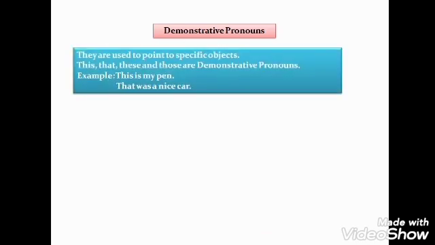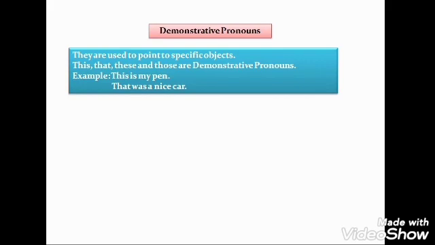Next kind is demonstrative pronoun. Demonstrative pronouns are the ones we use when we point out specific objects. These four words are called demonstrative pronouns. They are this, that, these and those.